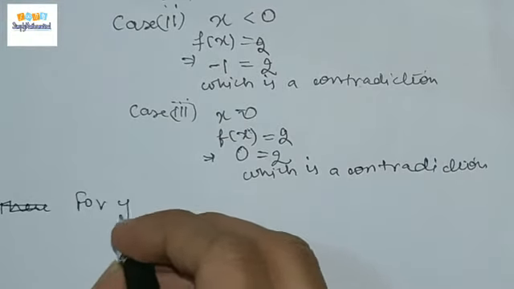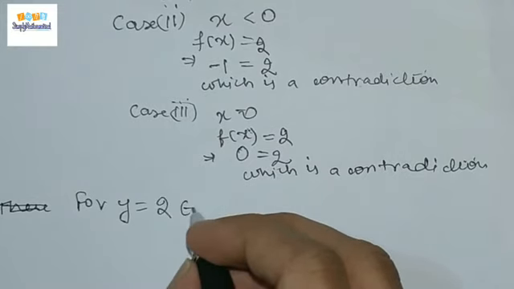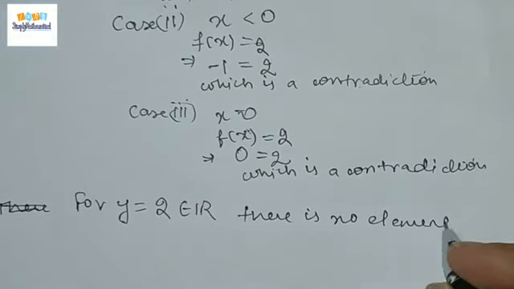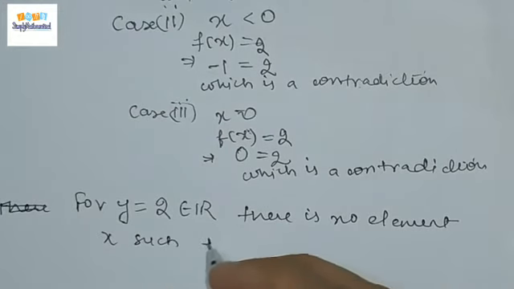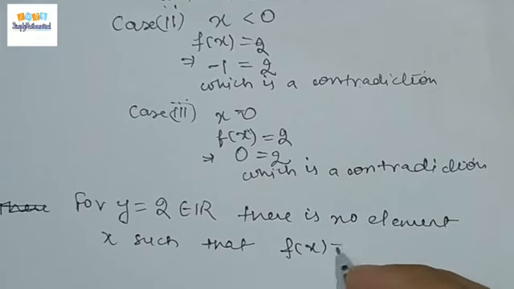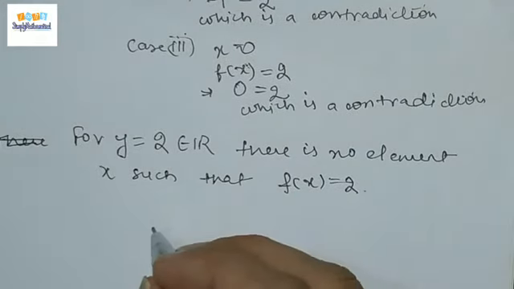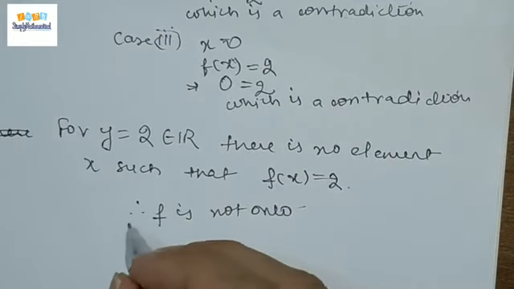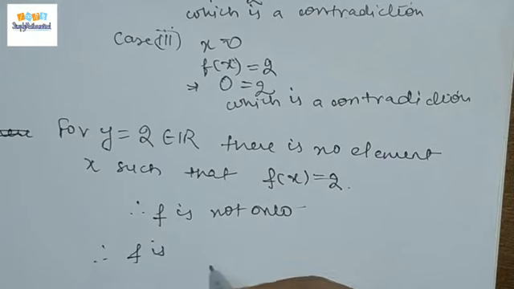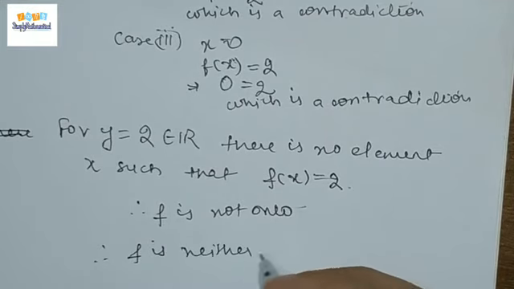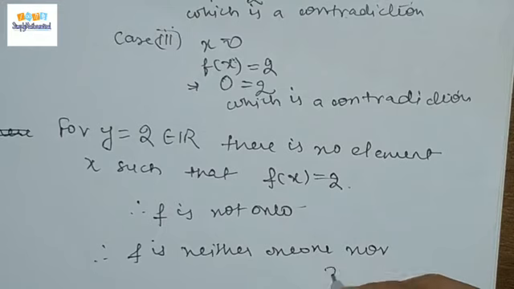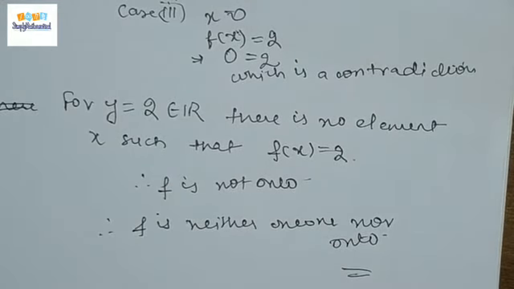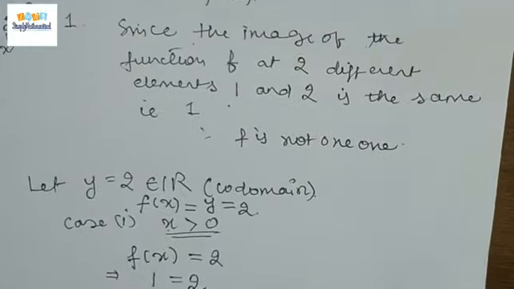for y equal to 2 belonging to R, there is no element x such that f(x) is equal to 2, okay? So therefore f is not onto 2, right? So therefore f is neither one-one nor onto 2, okay? So that was the problem number 5. Now let us go to the problem number 6.